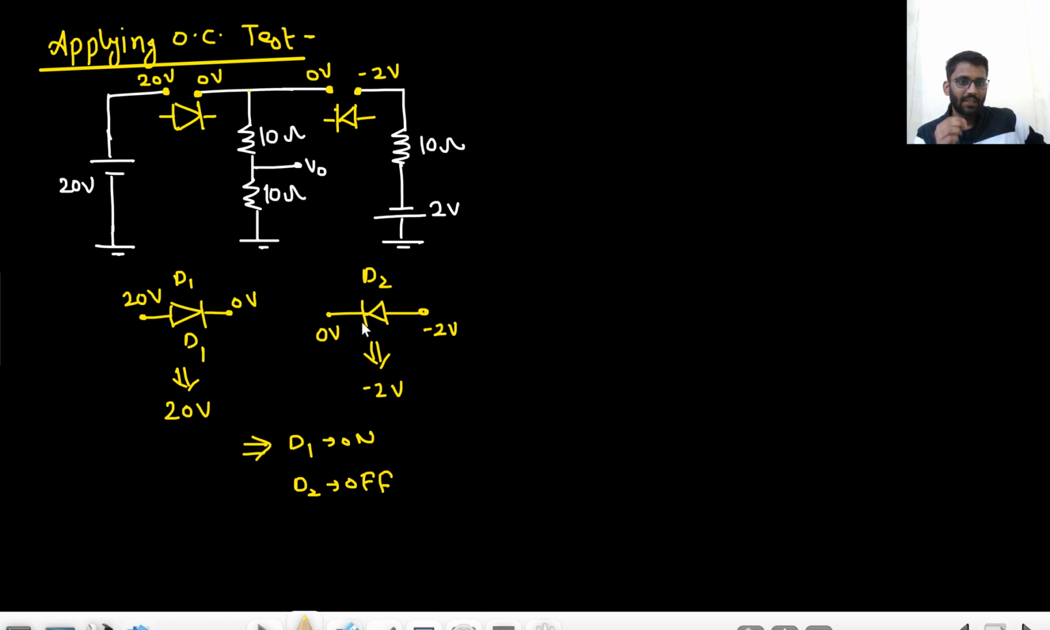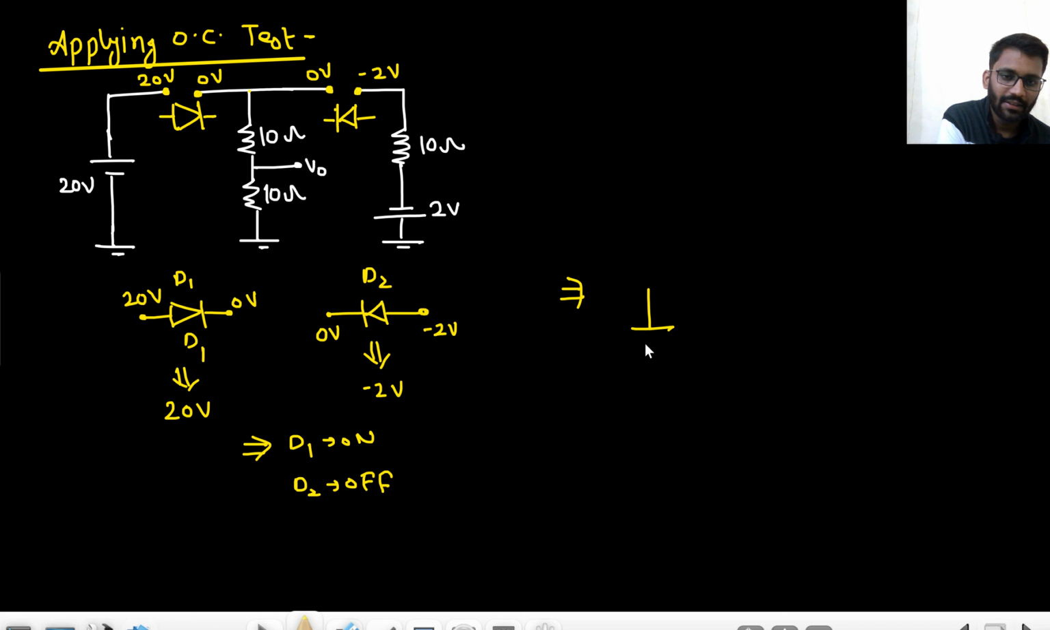Because at the P side you are having a more negative value and at the N side you are having 0. So in one step only you can get the final answer. You don't need to first turn this on and then check. Here also you are seeing minus 2 and 0, that means it will be off and this will certainly be on. So what will be your final circuit? Your final circuit will be simply this 20 volt battery.